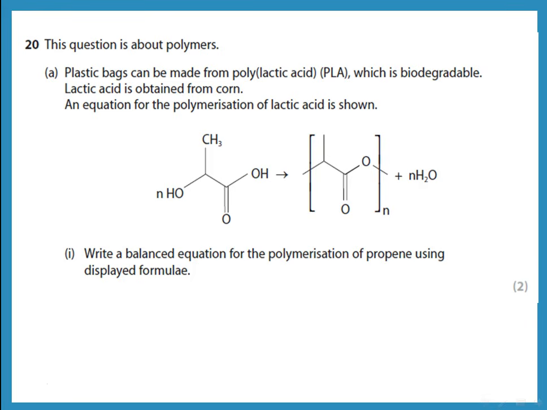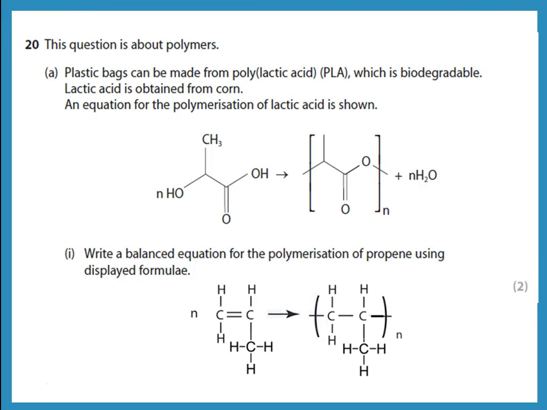But what we're supposed to remember very well this year is the addition polymerization. So he's telling you to write a balanced equation for the polymerization of propene. So remember, propene, what does propene look like? Propene, and he's saying using displayed formula. Propene is something that has 3 carbons, so this would be the displayed formula of propene. When we form a polymer, we remove the double bond and we put sigma bonds on both ends of the carbons that have the double bond in order to join to other molecules of the same kind.